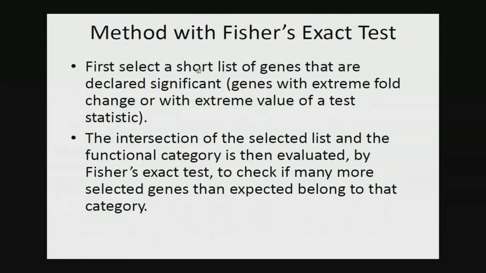The method with the Fisher exact test: first, we select a short list of genes that are declared significant. So that would be your differentially expressed genes. And the intersection of the selected list and the functional category is then evaluated by the Fisher test to check if many more selected genes than expected belong to that category. That would give us the p-value.